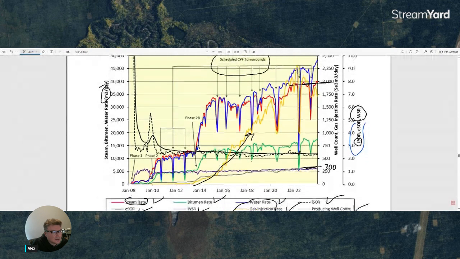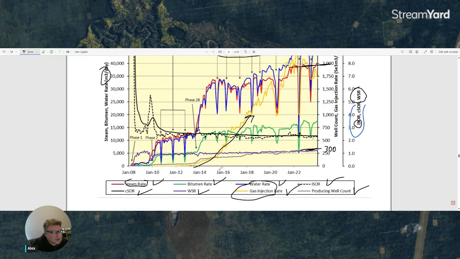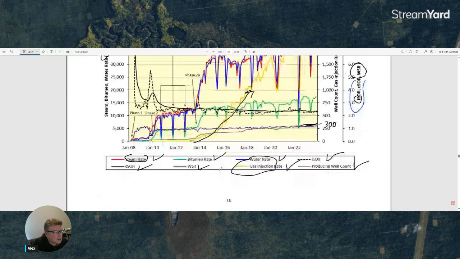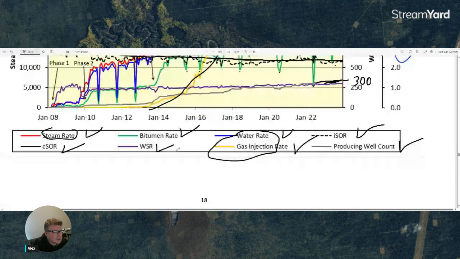Okay, so the other thing we don't see here is the gas production rate, but otherwise we see everything. Unless you guys can see the gas production rate. I don't see the gas production rate. So I can see only those things: steam, bitumen, water, ISOR, CSOR, WSR, gas injection rate, producing well count.